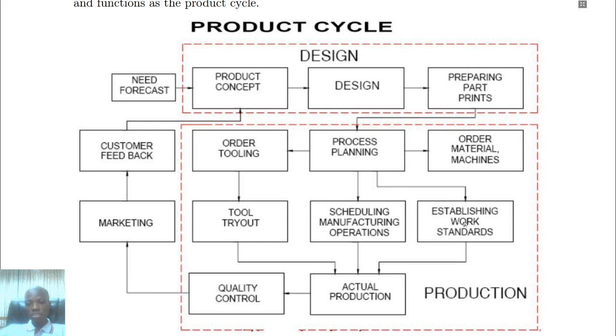Then establishing work standards, right? And the product that you are producing should conform to existing standards. All right, then everything will come to the actual product. All right, so when you have gone through the process planning, and everything is perfect, then the actual product is produced.